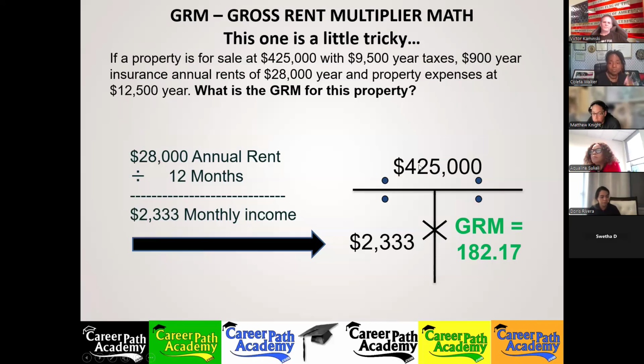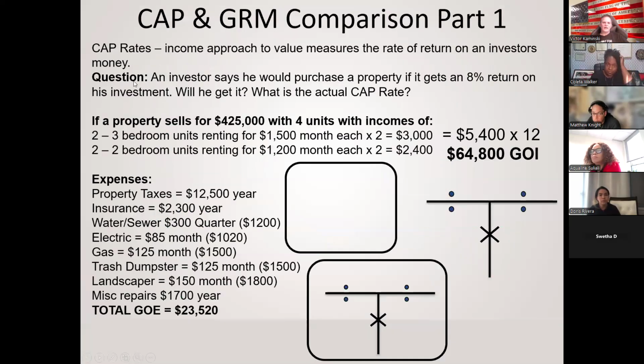All right, so here's a problem for figuring out. This is one of two parts because we're going to end up comparing it to another property. An investor says that he'll purchase this property if he could get an 8% return on his investment. That's asking for a lot. Will he get it? And what is the actual cap rate?